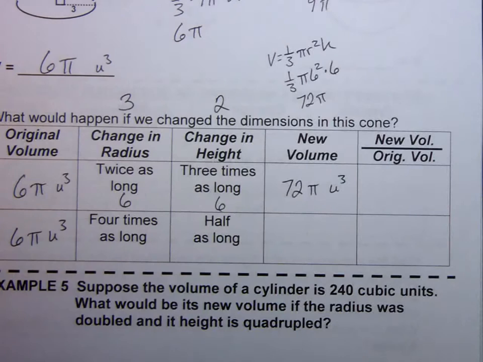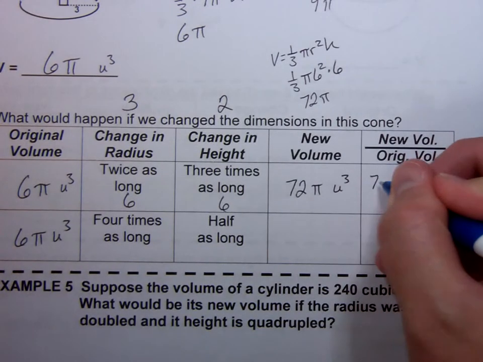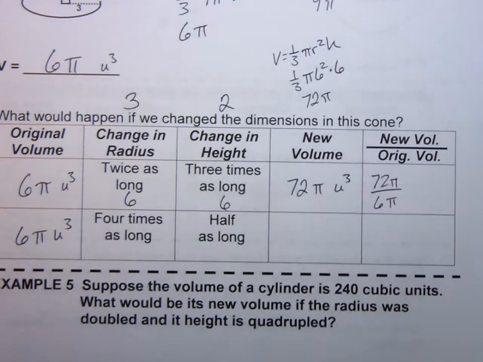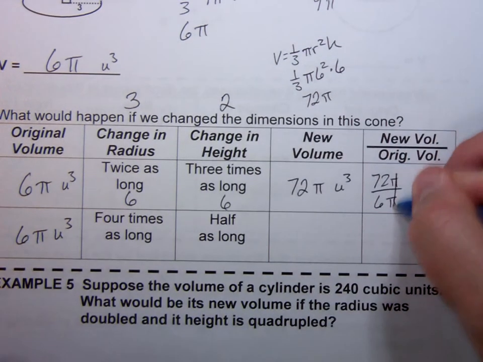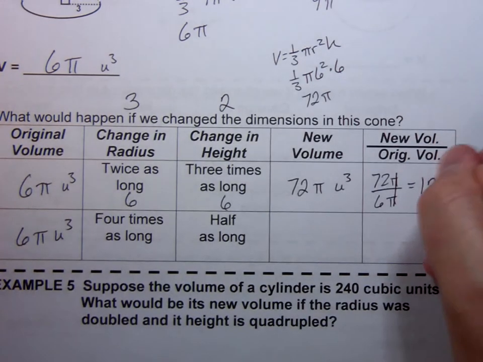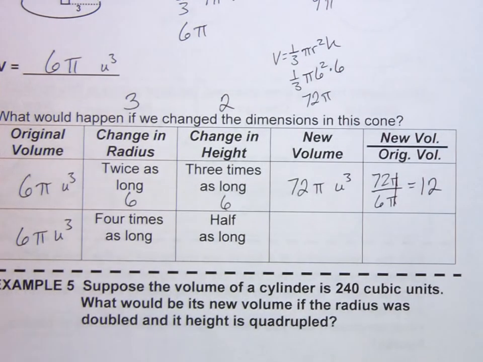So now, if I take my new volume and divide it by the original volume, I'll find out how many times larger it is. Now that pi kind of takes care of itself for you. You got pi being divided by pi, so those will cancel, and I can really just focus on 72 divided by 6. So 72 divided by 6 is 12. So we made the volume 12 times larger.